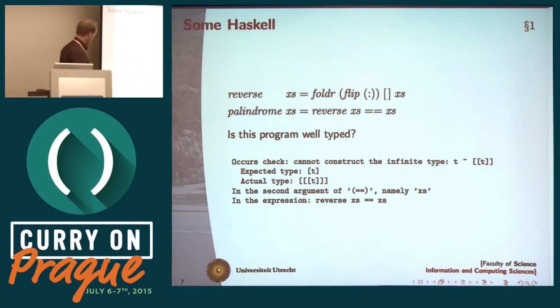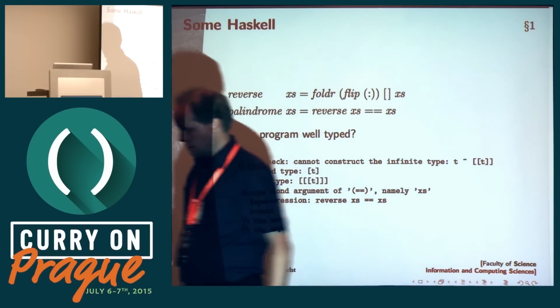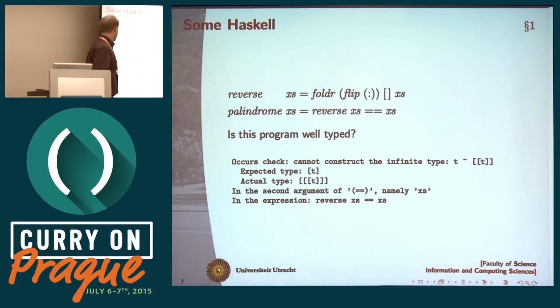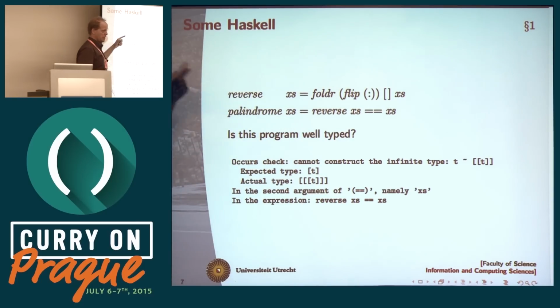This is the error message you get. You get an occurs check: we cannot construct the infinite type that t is equal to a list of t's. And this is very hard to satisfy once you start doing that. Then it says expected type, actual type, and then it explains why this is. Actually, it says the problem is here. Turns out, actually, the problem is here. This is type correct, but it's not the type that you expect of reverse.